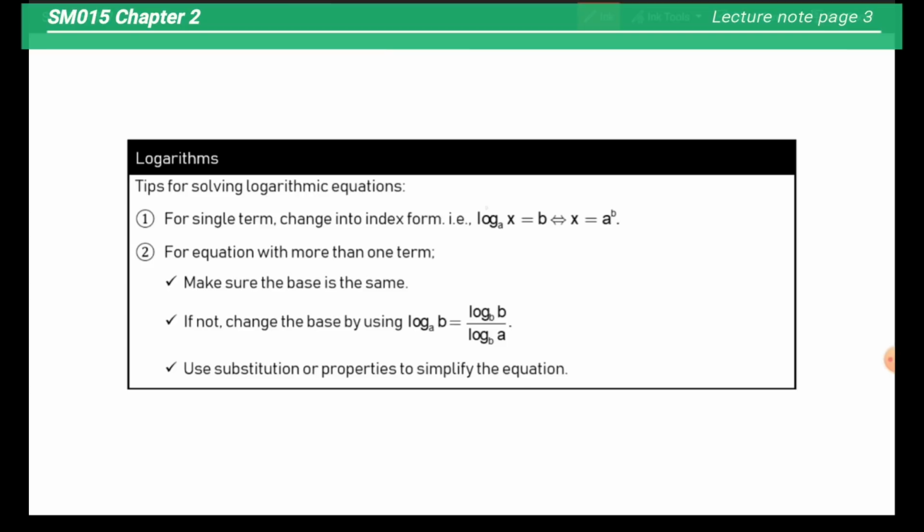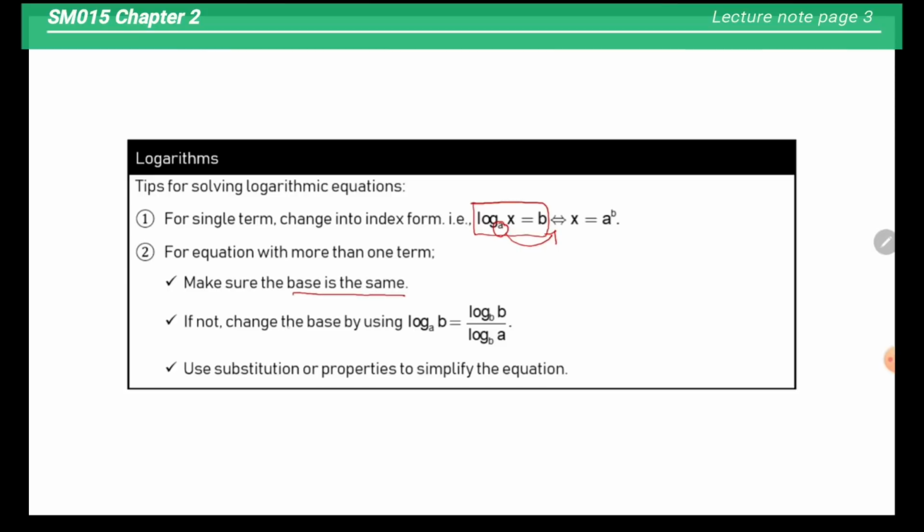How can that happen? For this one, you may see that the base for the log is a. So, this base could be the base for the index form. So, you will end up with x equal to a to the power of b. Second, for an equation with more than one term, you need to make sure that the base is the same so that you can solve the equation.